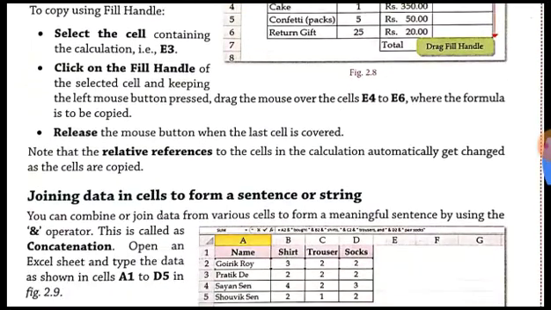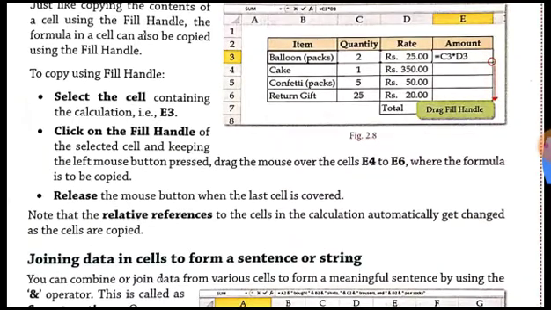Note that the relative references to the cells in the calculation automatically change as the cells are copied. As we know, in the case of relative references, the references of the cells will change automatically as the formula is copied. So depending on the cell into which the formula is being copied, the relative reference will also change.